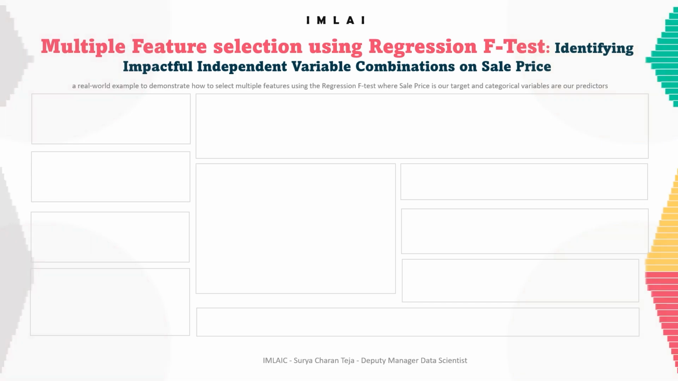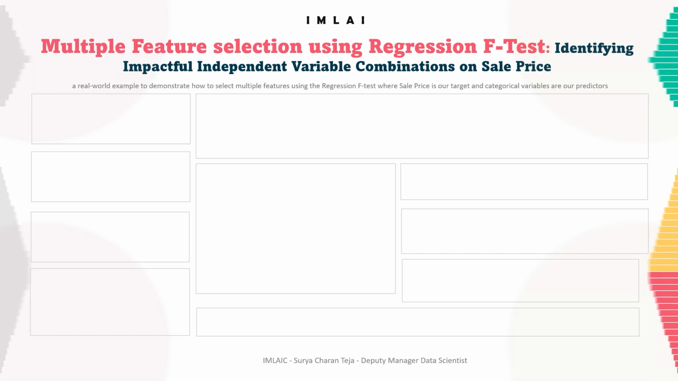So now we will do a multiple feature selection using regression F test. This is the second type of F test, because we have discussed that we have two types of F tests. One of them is regression F test. So using regression F test, we can do multiple feature selection at a time.